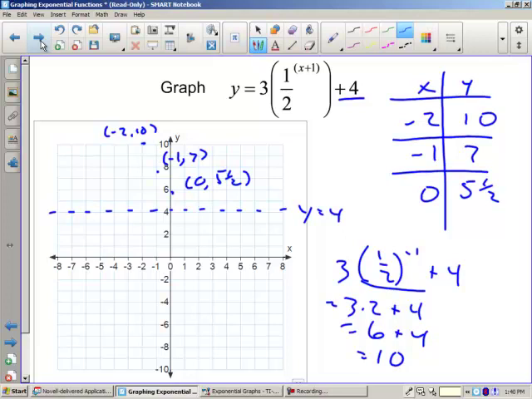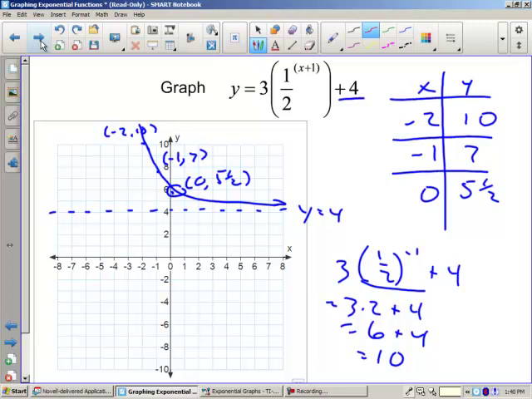Okay, I'm not going to have an x-intercept because I'm never going to get below 4. I'm going to join these 3 points together. Notice I've got exponential decay. So pretend I actually went in that point there. As x approaches infinity, y approaches 4. As x approaches -infinity, y approaches -infinity.